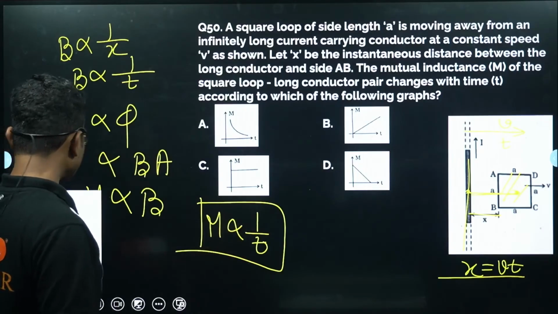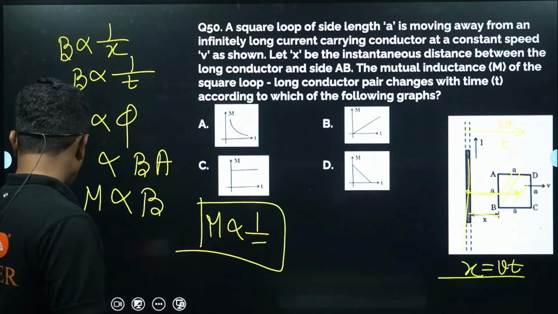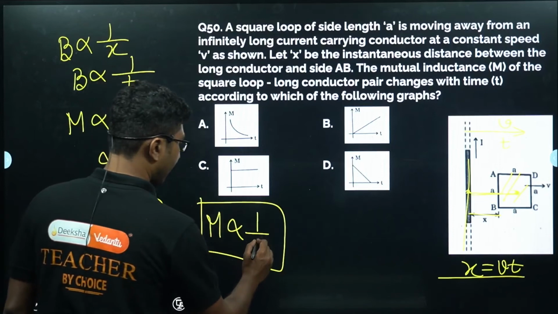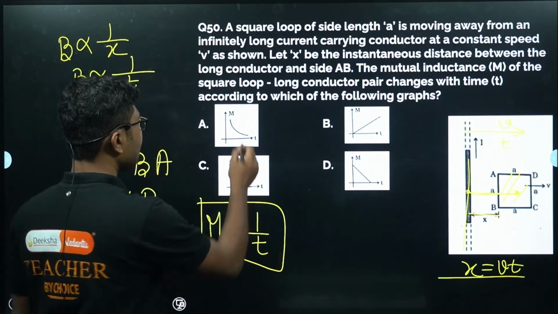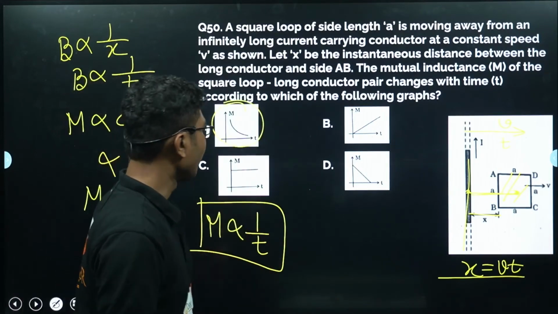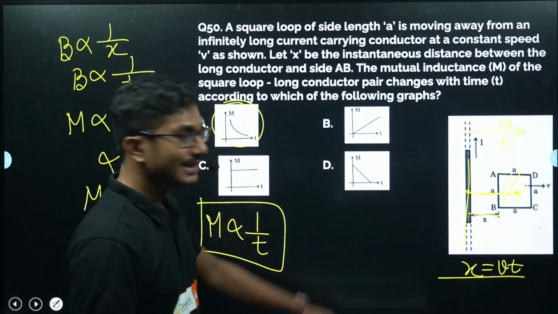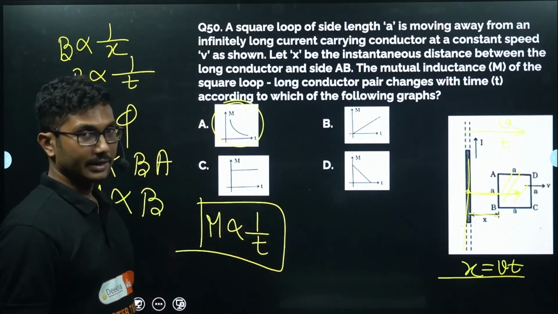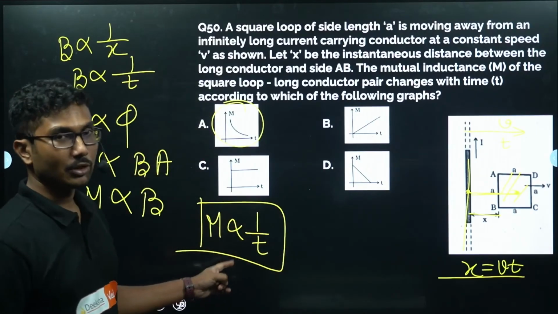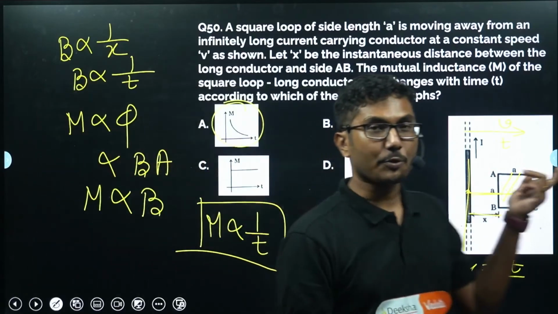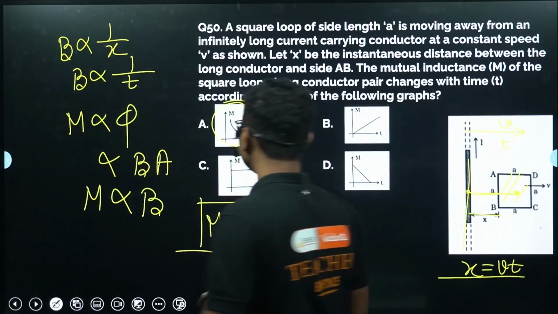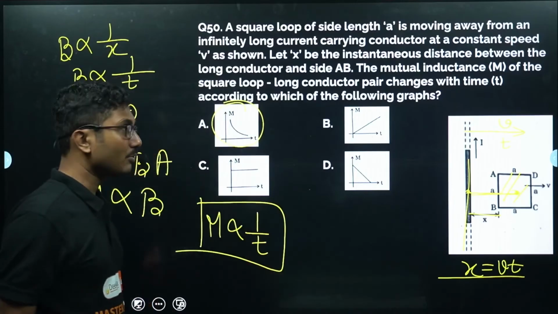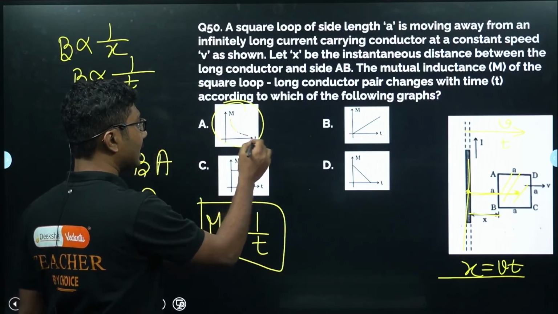Mutual inductance will decrease with time. That means it decreases inversely, so the correct option is only this. It is not decreasing linearly. It will be a rectangular hyperbola. Whenever one variable is proportional to 1 by t, it can be considered a rectangular hyperbola. The only hyperbola is this.